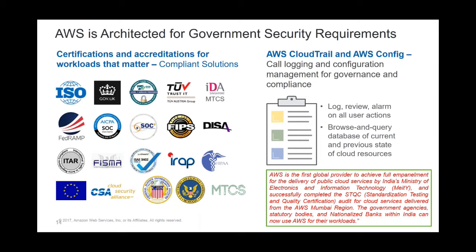That means government agencies, statutory bodies, or nationalized banks within India can now use AWS for their workloads. AWS computing environments are also continuously being audited for ISO 27001 or 27017, which is for information security, and 27018 for personally identifiable information. So these are all being continuously audited. Even in every country, we ensure that we get audited and make sure that we provide the services according to the local norms there.